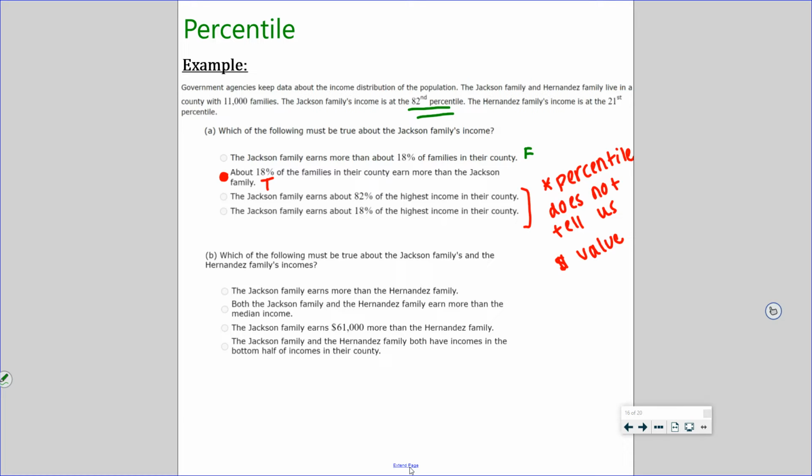Okay. Let's try one more. Which of the following must be true about the Jackson family and the Hernandez family's incomes? Option A, the Jackson family earns more than the Hernandez family. Option B, both the Jackson family and the Hernandez family earn more than the median income. Option C, the Jackson family earns $61,000 more than the Hernandez family. Option D, the Jackson family and Hernandez family both have incomes in the bottom half of incomes in their county. All right, I'm automatically going to rule out this one because, again, the percentile tells us nothing about the actual dollar value.